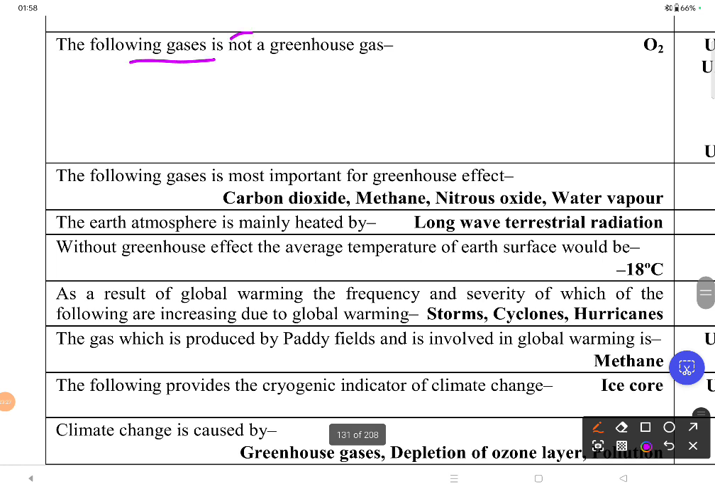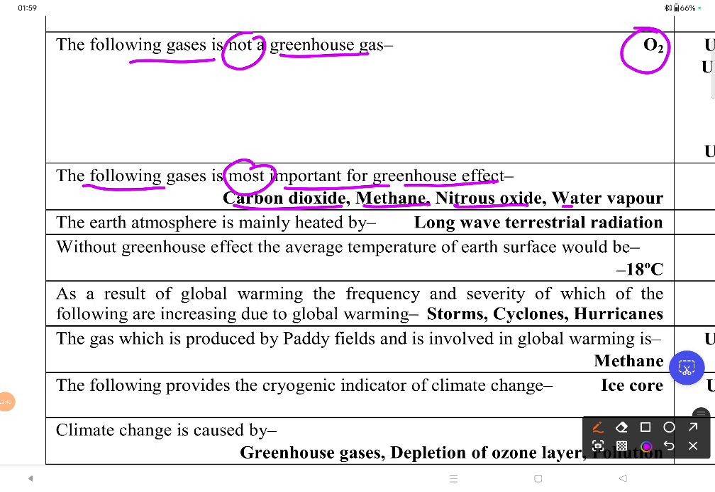The following gas is not a greenhouse gas: oxygen, O2. The following gases are most important for greenhouse effect: carbon dioxide, methane, nitrous oxide, water vapor. The Earth's atmosphere is mainly heated by long wave terrestrial radiation. Without greenhouse effect, the average temperature of Earth's surface would be -18 degrees Celsius.